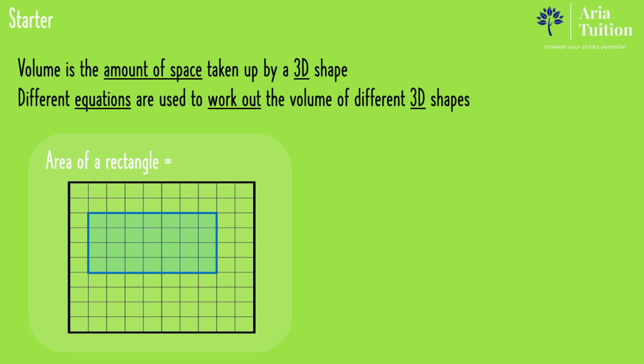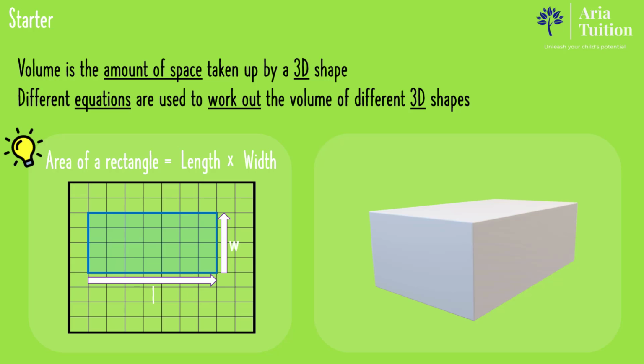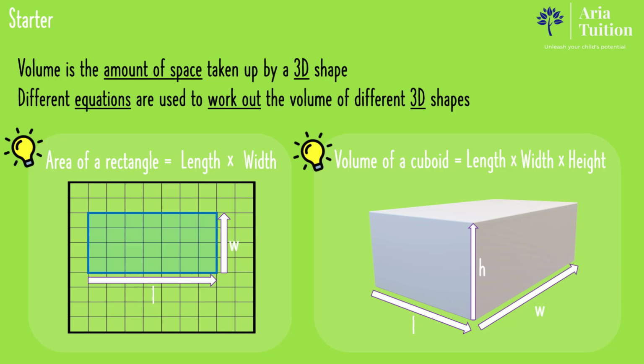Let's look at the area of a rectangle. The formula is length times width. A rectangle is a 2D shape. Let's look at the volume of a rectangular prism or cuboid, which is a 3D shape. The volume of a cuboid is length times width times height.